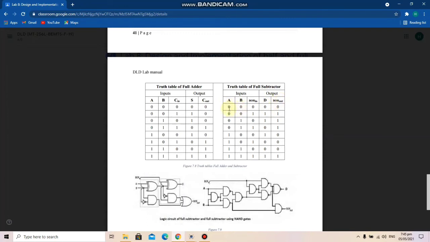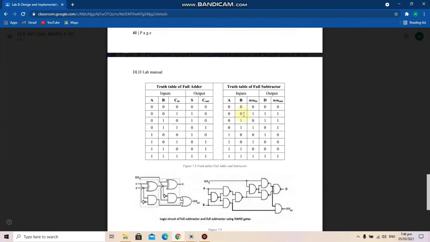So in the first row we can see inputs are 0 0 0. First of all, A minus B, which is 0 minus 0, will result in 0, and then from the resultant of this the borrow in will be subtracted, so 0 minus 0 will also result in 0, so the output we can see is 0 0.